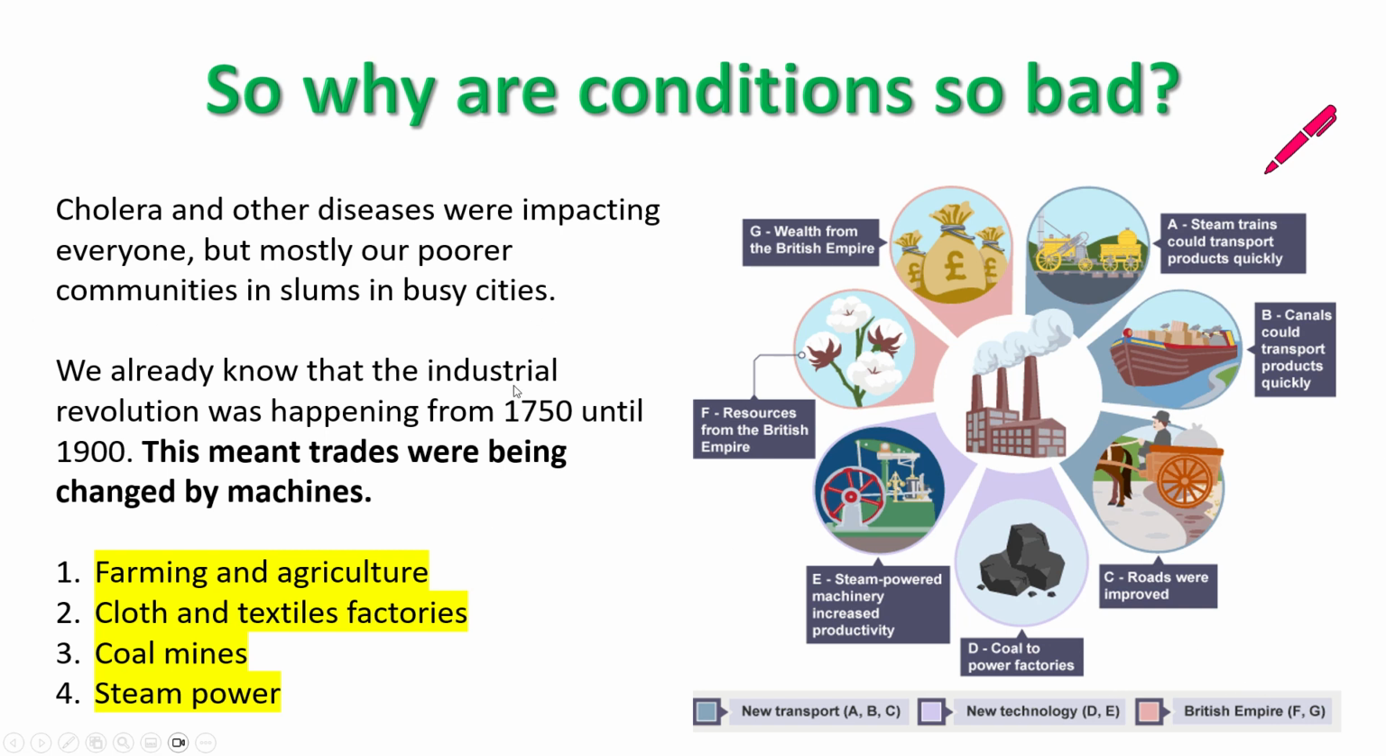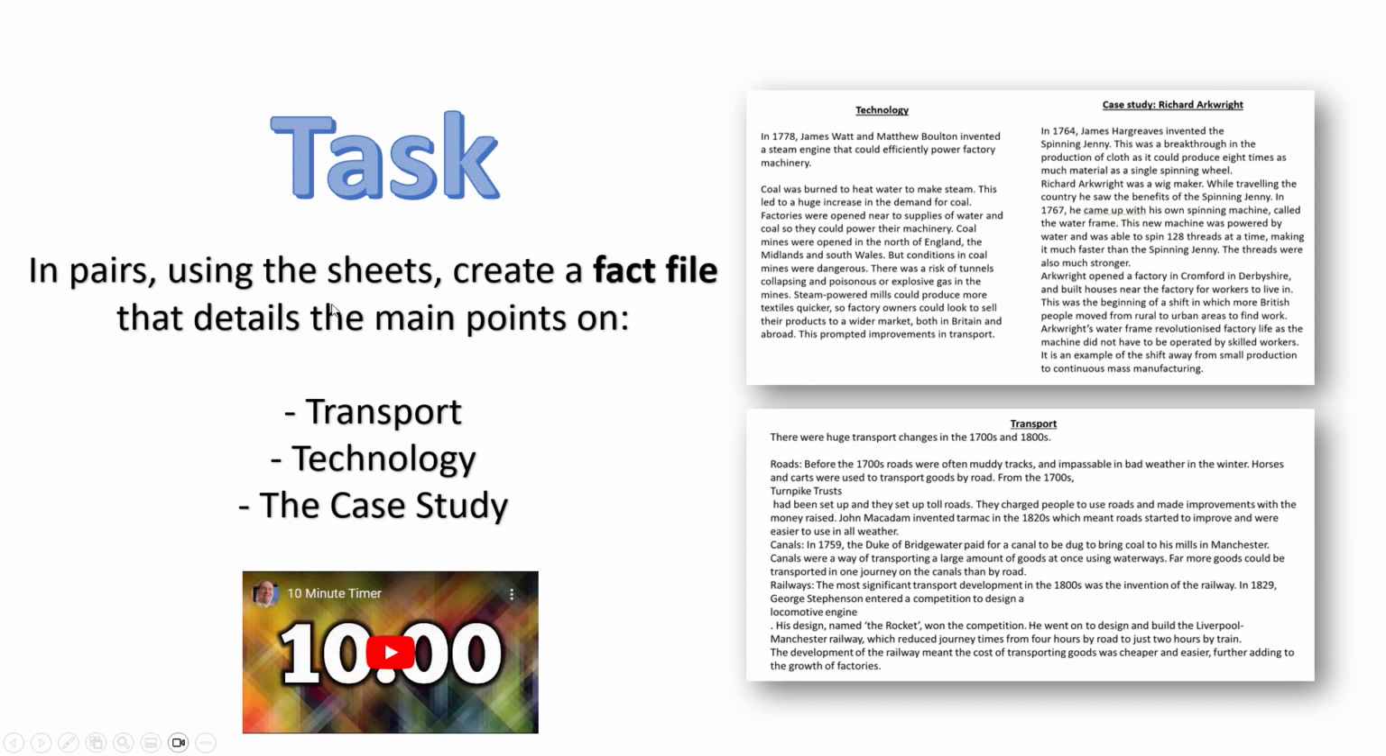Because we want to make sure they have consolidated their learning on the Industrial Revolution. So their task: in pairs, using the sheets, create a fact file that details the main points on transport technology and this case study. So they've got 10 minutes. So in pairs, this should be a lot faster.